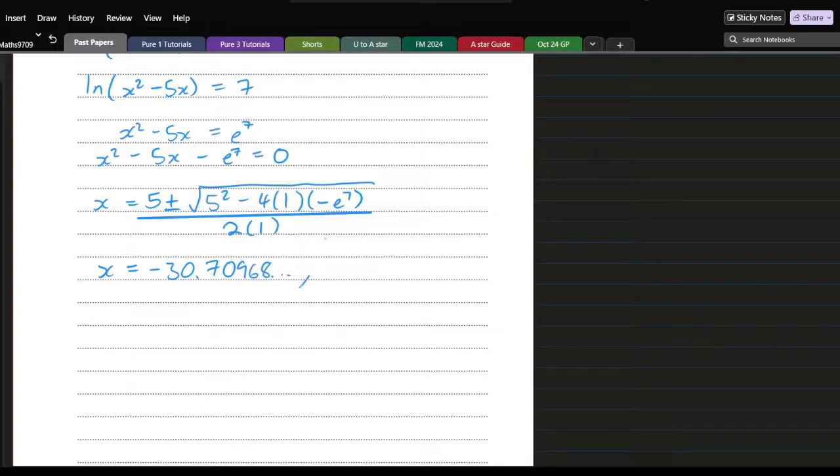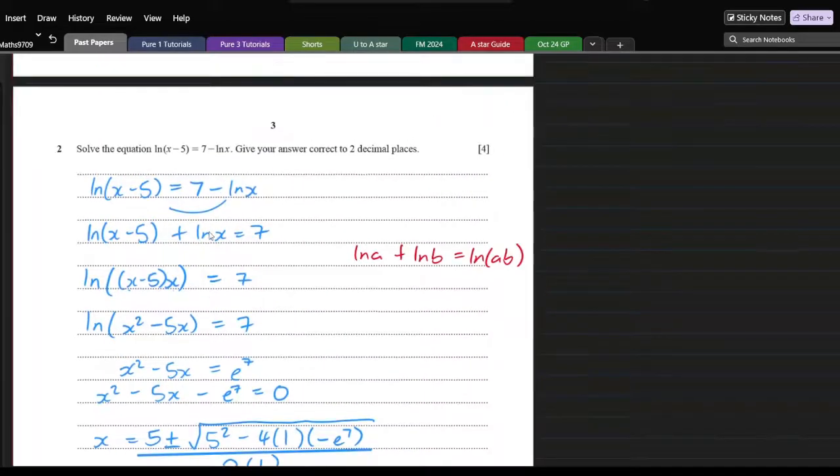And then the positive one gives us 35.70968 and so on. Now here they're telling us to give your answer. Answer is singular, meaning that we should only have one solution here. And so we need to disregard one of our solutions.